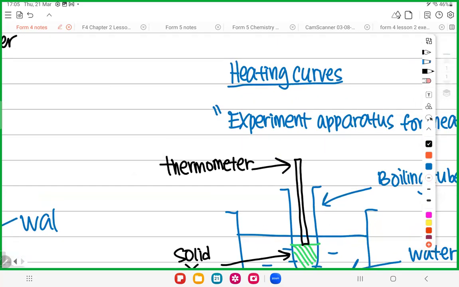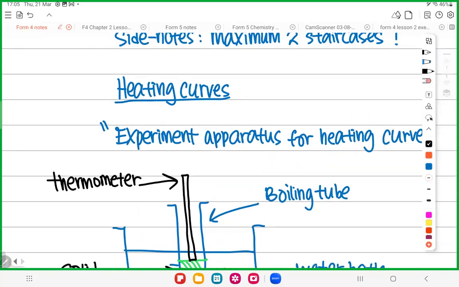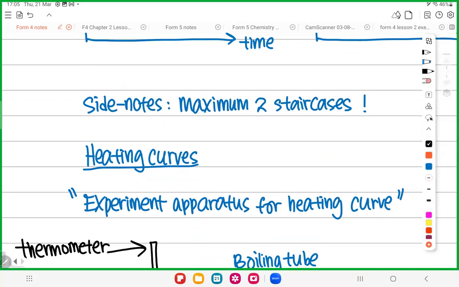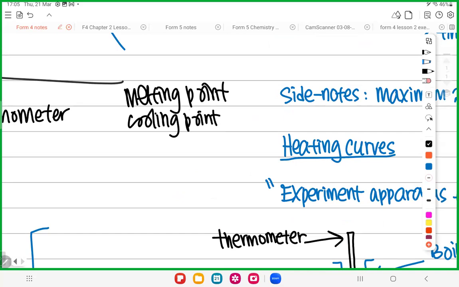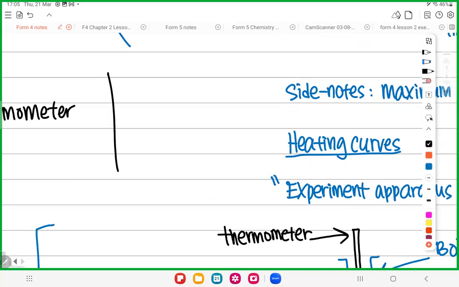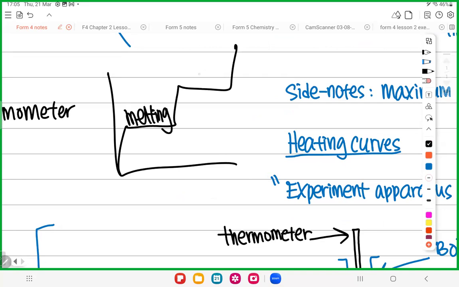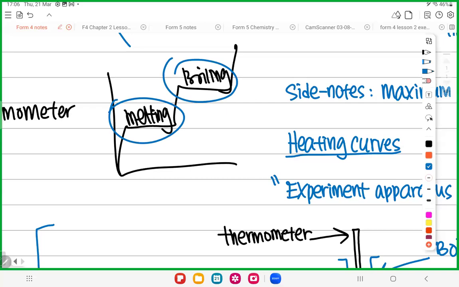But before that, let's do some exercises. For the heating curve, you must know what it is used for. The heating curve can tell us the melting point as well as the boiling point. Remember, when you have 2 staircases, the first staircase is melting and the second staircase is boiling, because melting always comes before boiling, isn't it? It always melts first, then only boils.